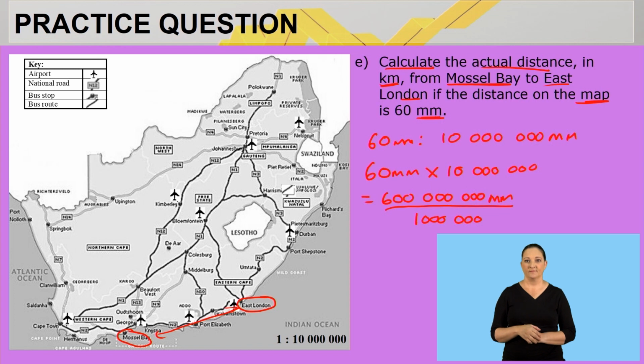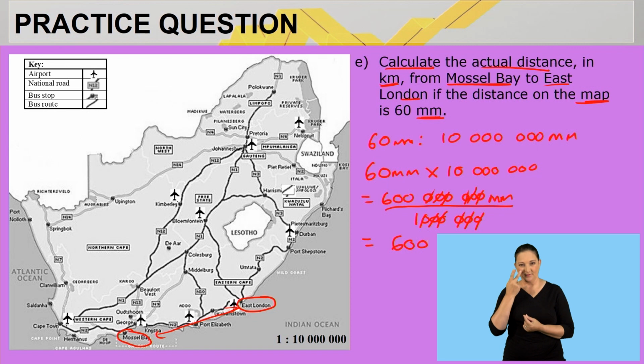Okay, let me just double check that I type in correctly. So 600,000 divided by 1 million. All right, so you can also do the short way by cancelling. So it's 1, 2, 3, 1, 2, 3 zeros there. Okay, and if you do this, you get to the answer of 600 kilometers.